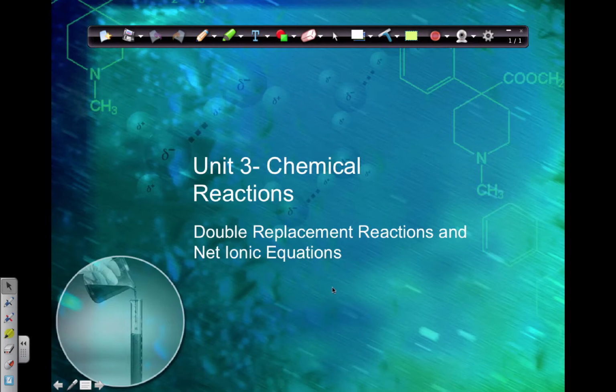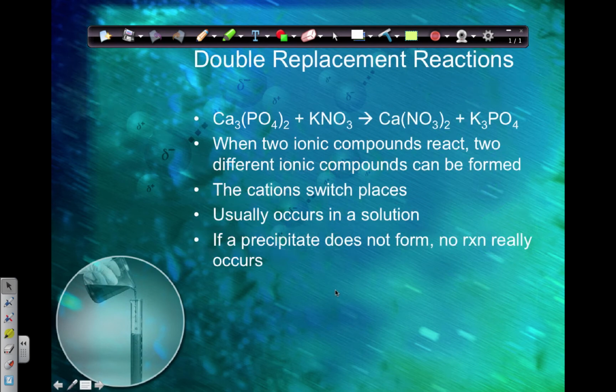In this video, I'm going to go over how to write a double replacement reaction and basically predict the products. Whenever you have a double replacement reaction, you're going to have two ionic compounds. And usually these double replacement reactions will happen in solutions. So you'll start off with two aqueous solutions and put them together.